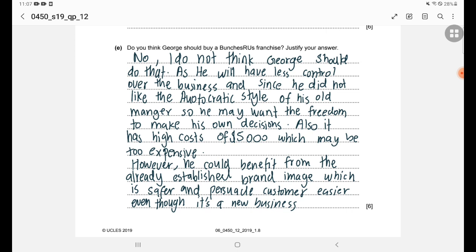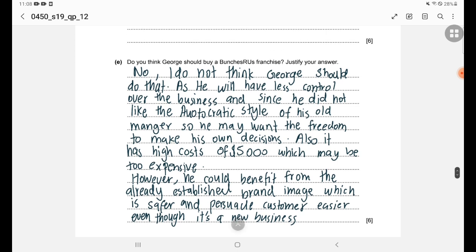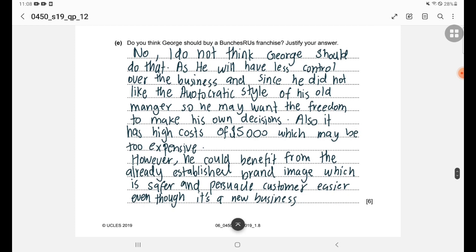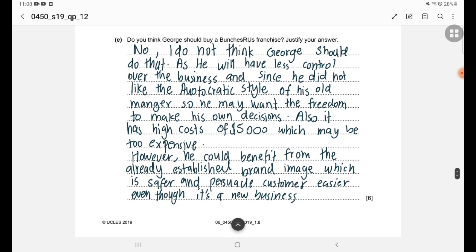And since he did not like the autocratic style of his old manager, he may want the freedom to make his own decisions. All right, so this is very reasonable, and this is also an application, by the way, not just an answer, as we stated the autocratic style from the case study. Also, it has high cost of $5,000, which may be too expensive for Josh. Okay, so this is the answer for the justification.